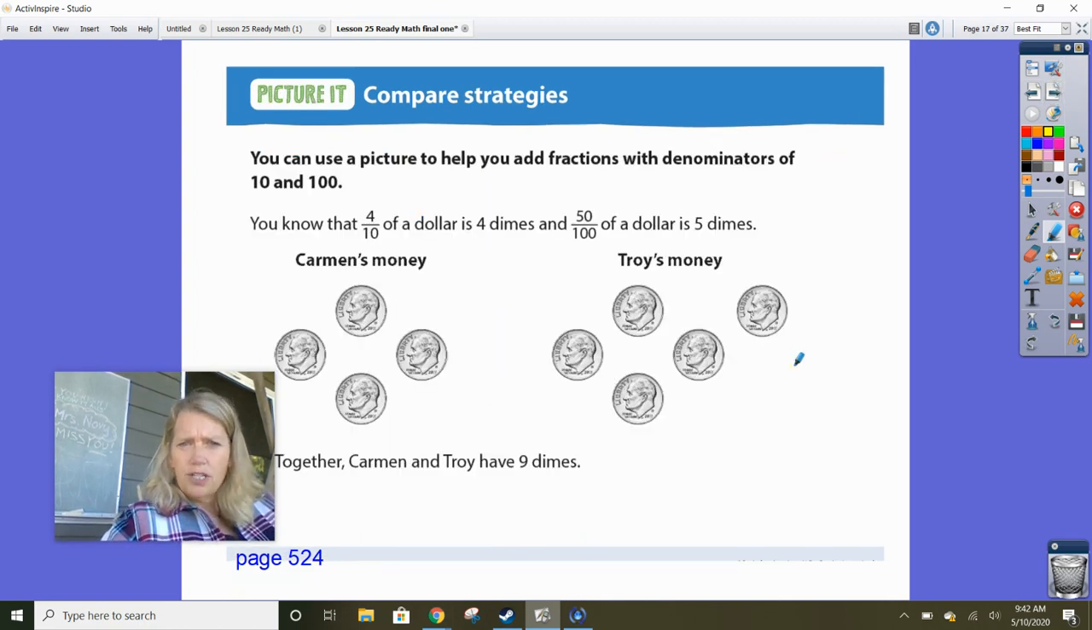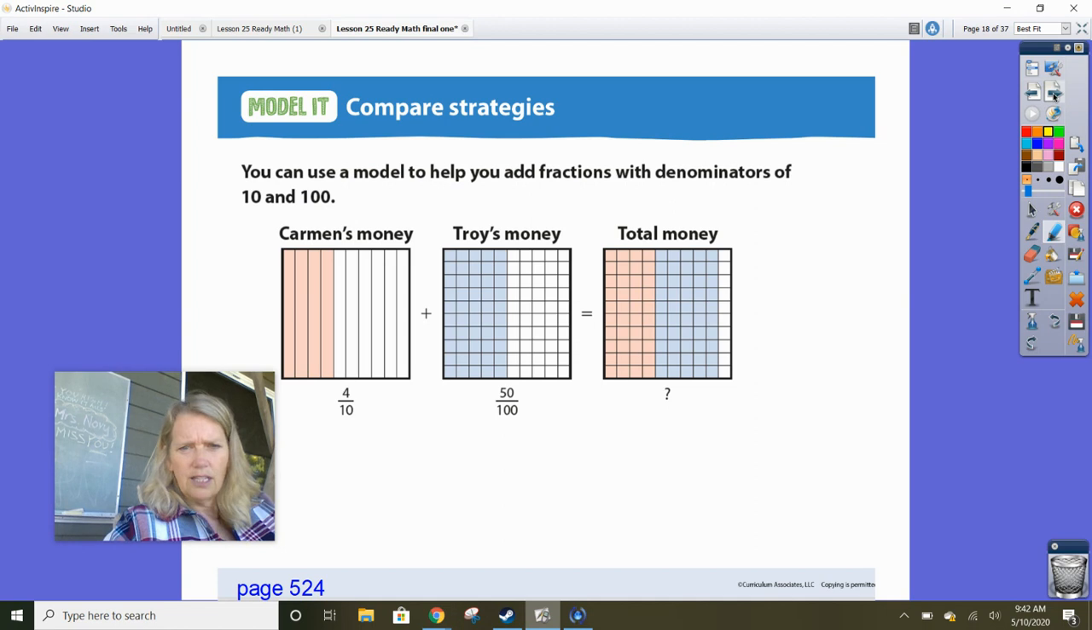Okay, you can use a picture to help you add fractions with denominators of 10 and 100. You know that 4/10 of a dollar is 4 dimes and 50/100ths of a dollar is 5 dimes. Okay, so they turned it all to dimes. Together they have 9 dimes. All right, that looks like a pretty easy picture. This is great if you've got these pictures drawn, harder to draw.